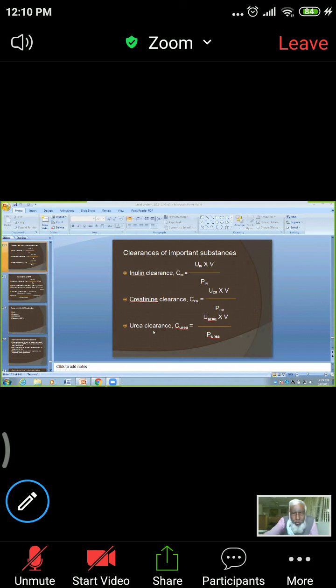Urea clearance. Come to the point. Urea clearance means the concentration of urea in urine into the volume of urine passed in 1 minute, divided by the plasma urea concentration, that means the concentration of urea in plasma. Up to this, I think there is no problem. Next, we will be.